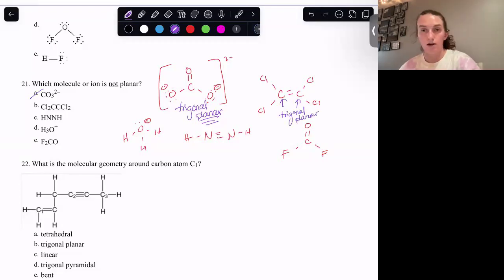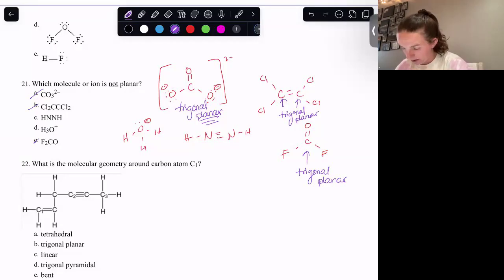Since both carbons have a trigonal planar shape, the whole thing will be planar. That's the same for E as well. So B and E can be ruled out.